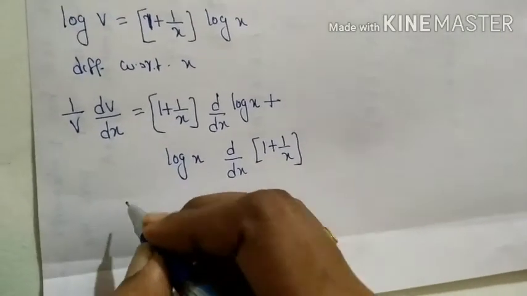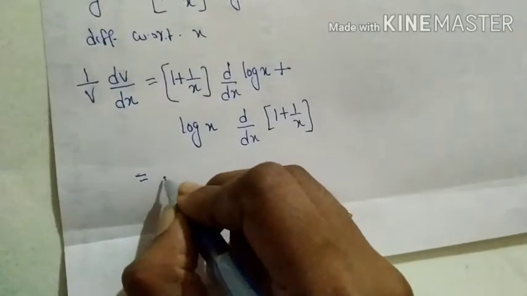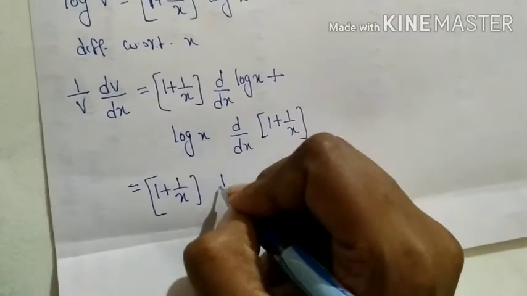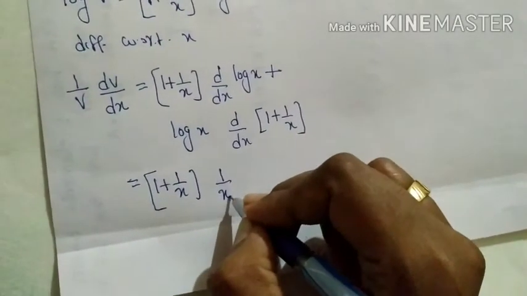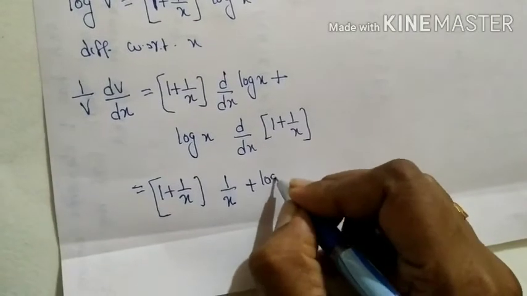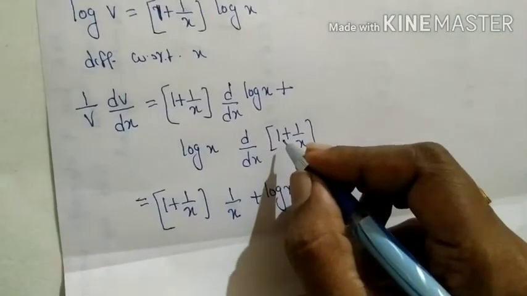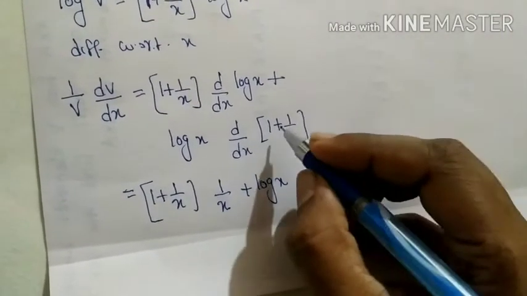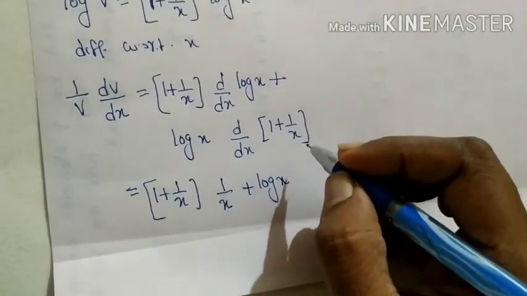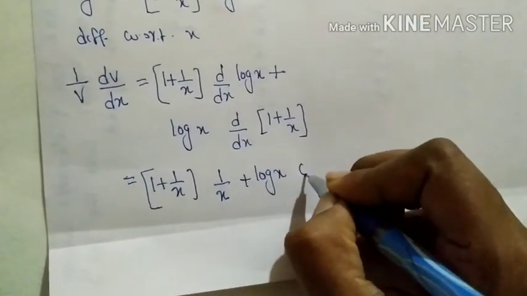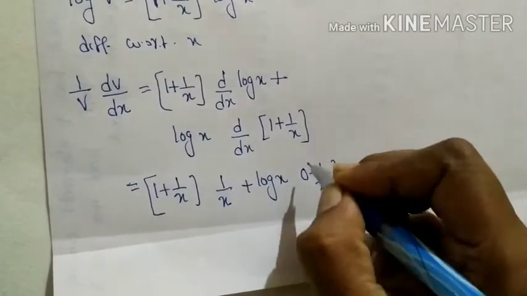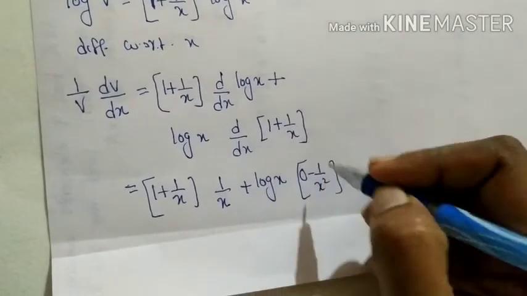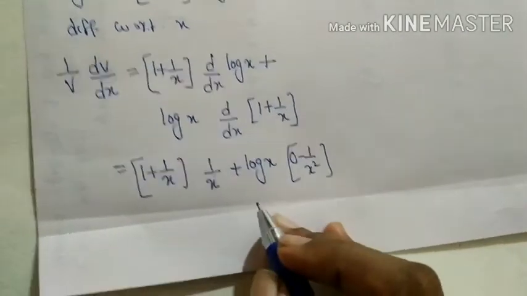Which will be further equal to 1 plus 1 by x into derivative of log x, which is 1 by x, that we have already learned, plus log x into derivative of 1 plus 1 by x. Derivative of 1 is a constant, so derivative of a constant is 0, and derivative of 1 by x is minus 1 by x square. So 0 minus 1 by x square is the derivative of this term.